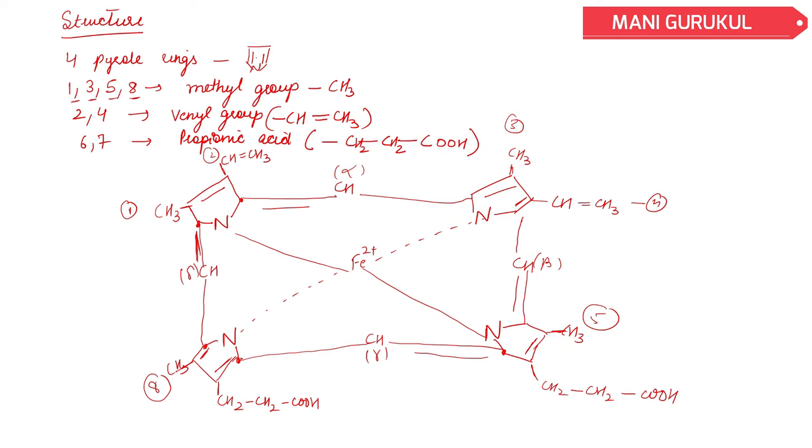Let's see our notes. As we have done this, what is iron? Iron is in ferrous form. As we know, ferrous form is Fe2 positive. So iron combines with oxygen, loosely and reversibly.